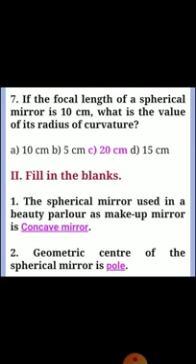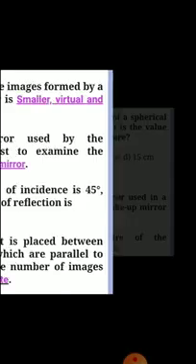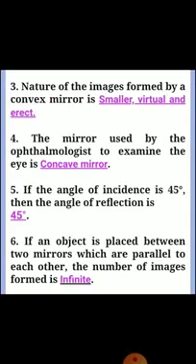Second Roman, fill in the blanks. First one, the spherical mirror used in a beauty parlor as makeup mirror is dash. Answer, concave mirror. Second one, geometric center of the spherical mirror is dash. Answer, pole. Next, third one, nature of the images formed by a convex mirror is dash. Smaller, virtual and erect.